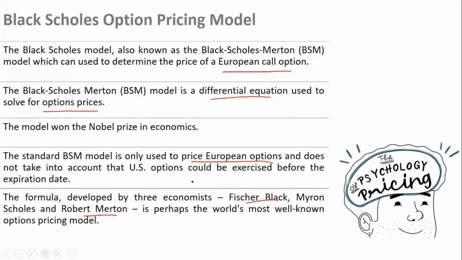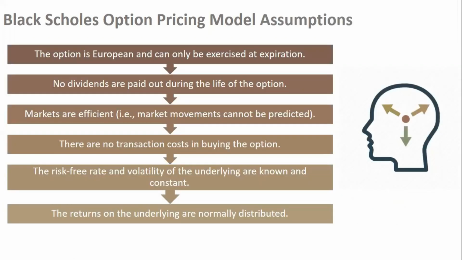The formula developed by Fischer Black, Myron Scholes, and Robert Merton is perhaps the world's most well-known options pricing model. But before we can talk about this model, we have to understand that it makes certain assumptions. So what are these assumptions? The option is, first of all, European, and can only be exercised at expiration because it is not an American option.